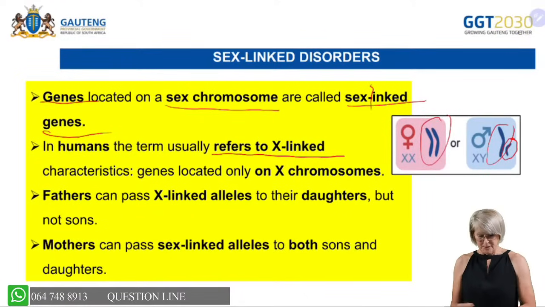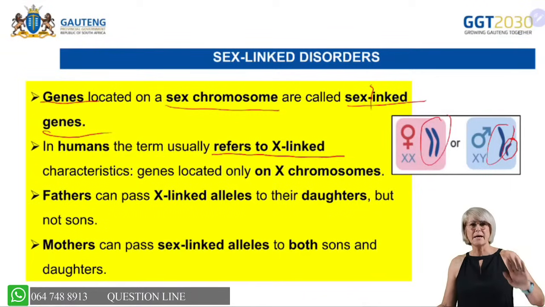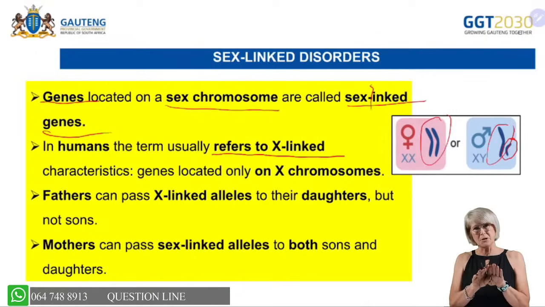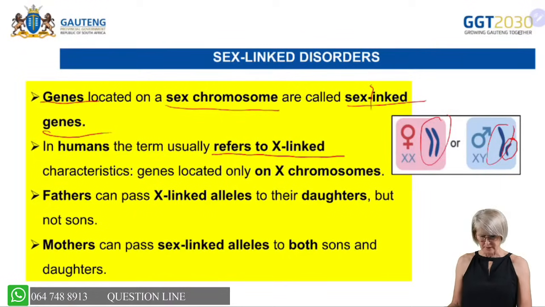All right. So fathers can pass on the X-linked allele to their daughters, obviously, because remember, if the father gives an X, the mother can only give an X. Then they're going to get an X, and that will be a daughter. So they can't pass on an X-linked disorder to their sons. However, mothers will pass on that sex-linked allele to both their sons and daughters. Okay, well, there's the possibility.